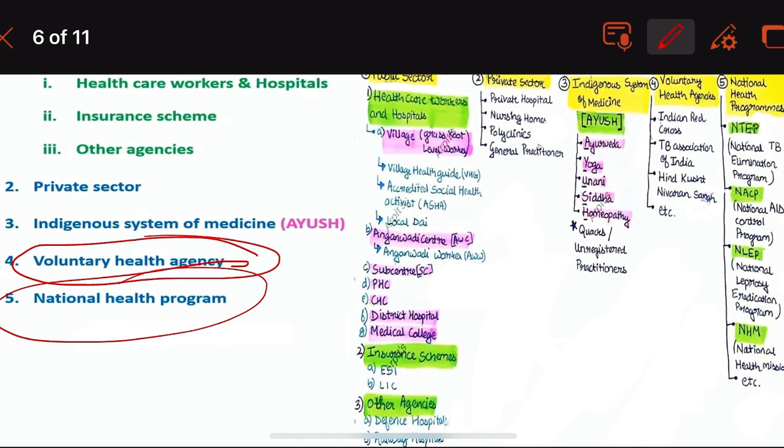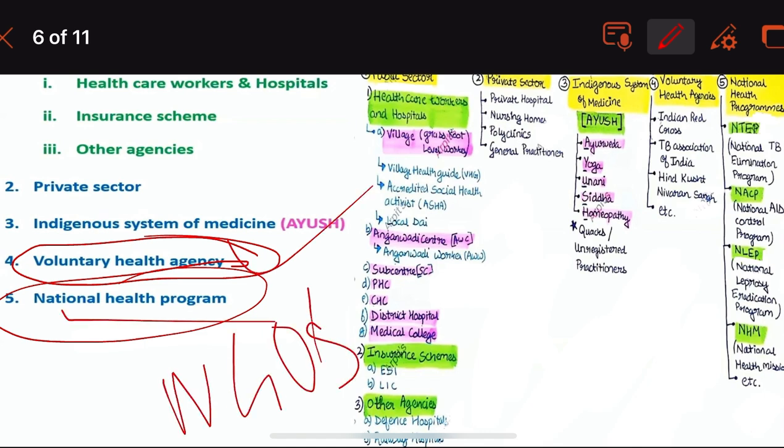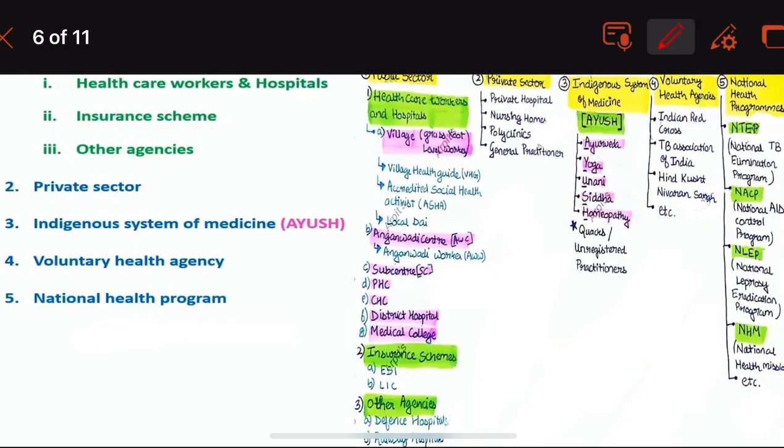Voluntary health agencies, NGOs and so on, and the national health programs. Let us start with the public sector. In the public sector, we have healthcare workers and hospitals at the village grassroots level.